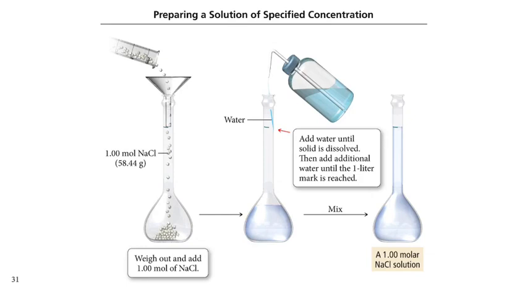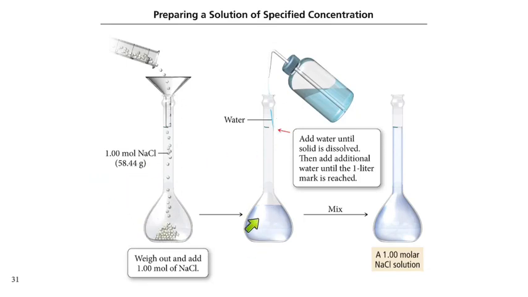This is an illustration of how you might make a solution that has a specified concentration. So the task here would be to make a 1 molar sodium chloride solution. 1 molar means 1 mole per liter of solution. So we could use a 1 liter volumetric flask, which is good for measuring a specific volume of liquid, and we could add 1 mole of sodium chloride. So we'd have to figure out how much it weighs and weigh it out. So that'd be 58.44 grams of sodium chloride.